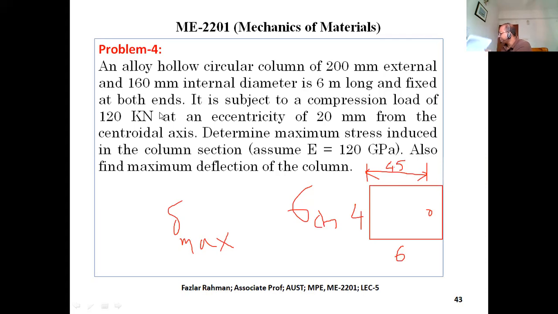Can I repeat? I gave you a column with cross section 6 by 4, and I applied a load on the column right at this point. I gave you the location of this point from the left side: 4.5 millimeter. Everything is in millimeter. So what will be the value of E that I am asking you?